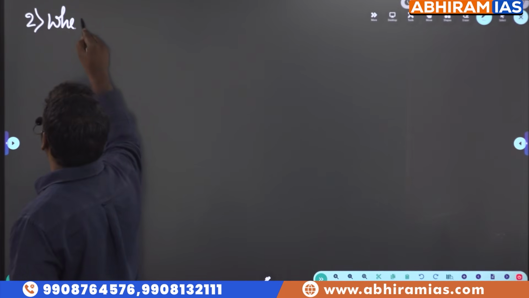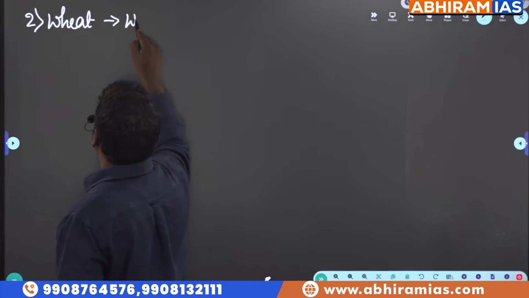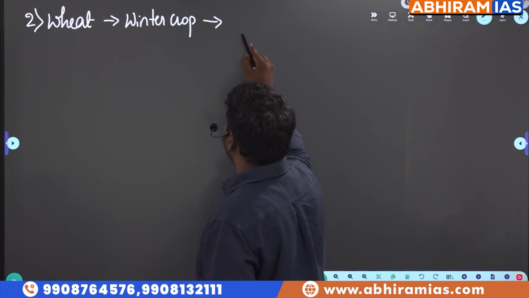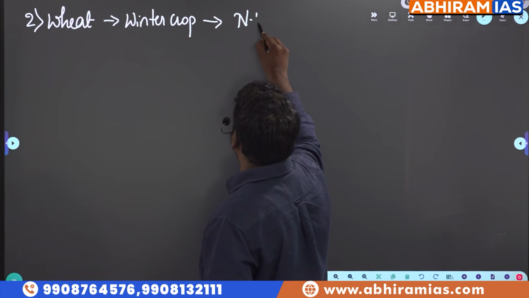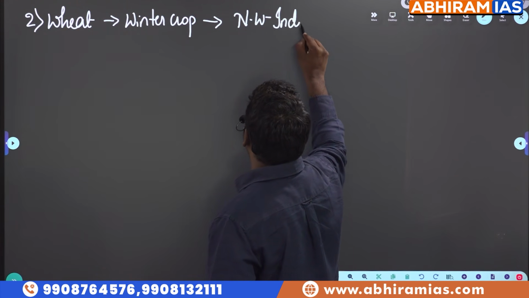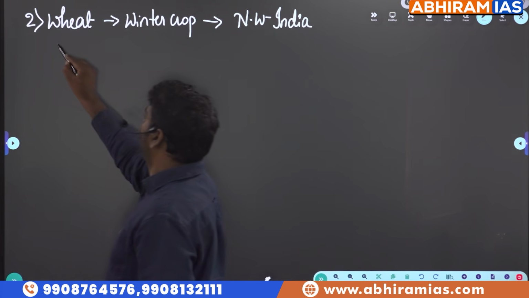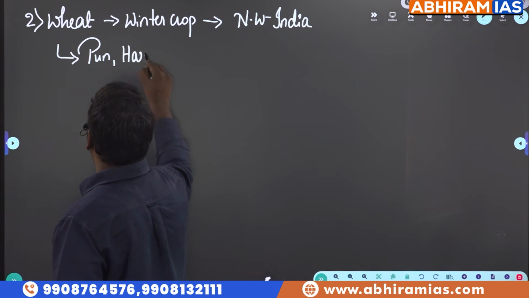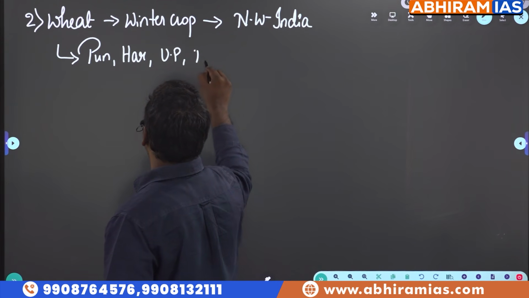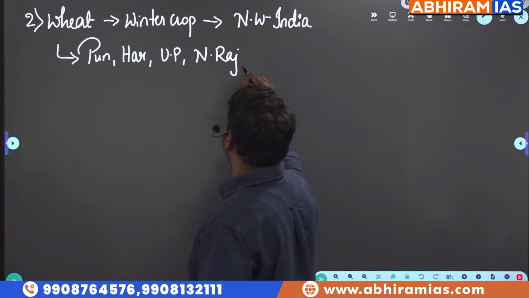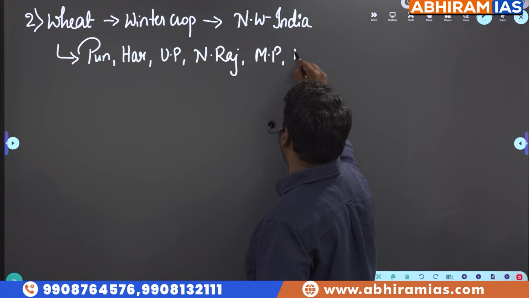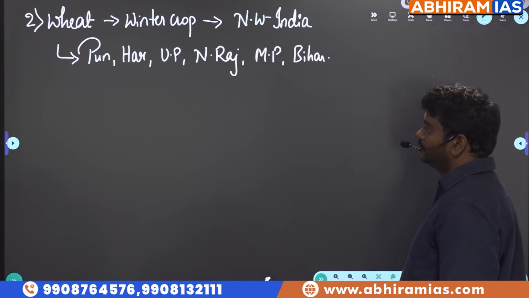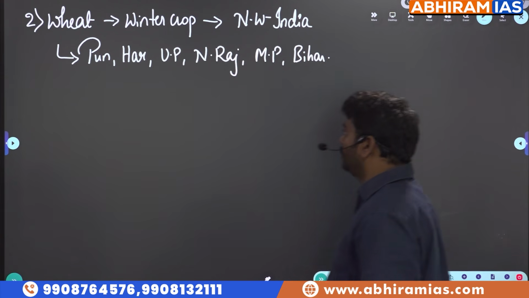Wheat, a winter crop. Northwestern India: Punjab, Haryana, Uttar Pradesh, Northern Rajasthan, parts of Madhya Pradesh and Bihar. North India grows wheat.